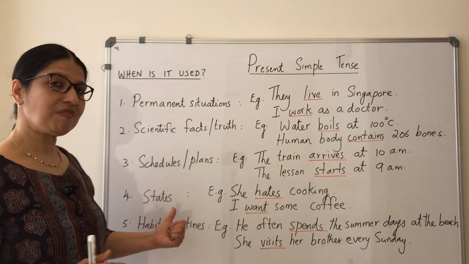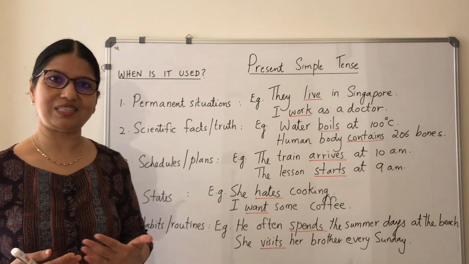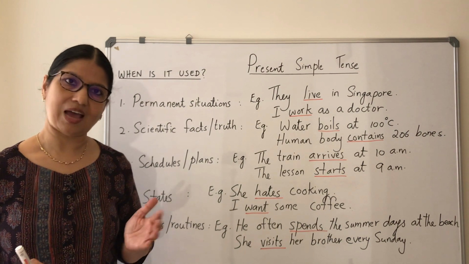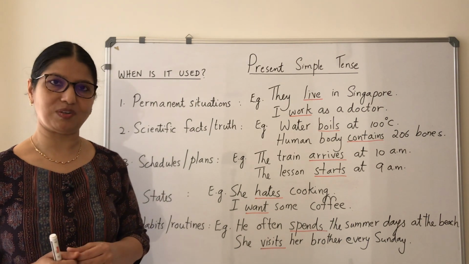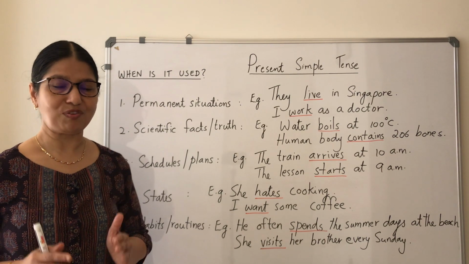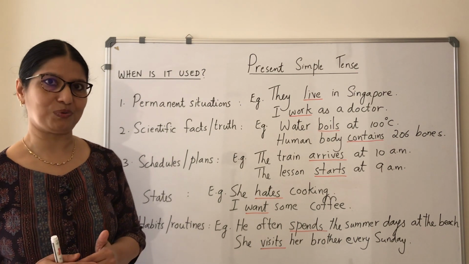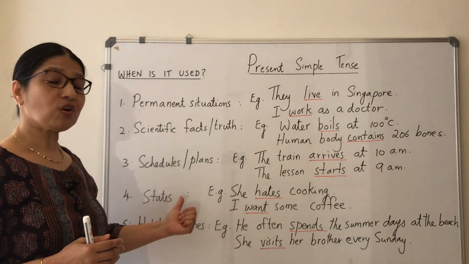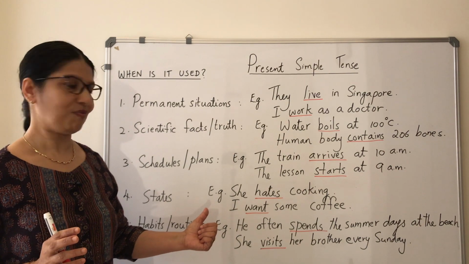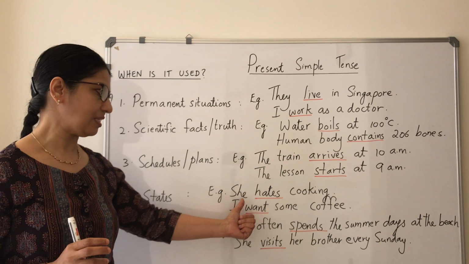Number 4, when we talk about states. What do I mean by the word states? You know that there are different kinds of verbs. We have action verbs and state verbs. We already had a session on verbs, and if you haven't watched that video, I recommend you to watch it. So when we are talking about verbs that imply some kind of state, we need to use present simple tense. Look at this example.